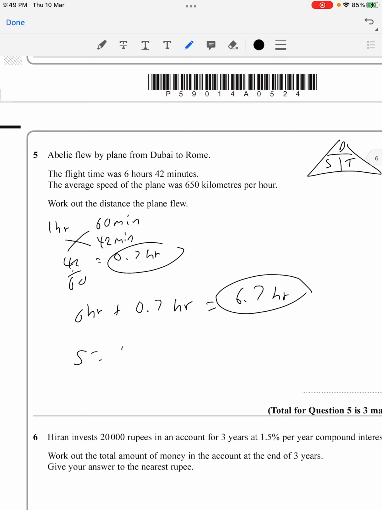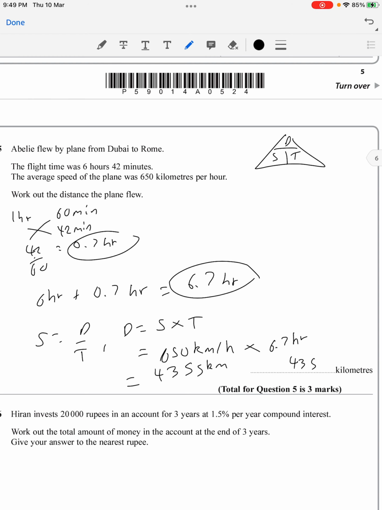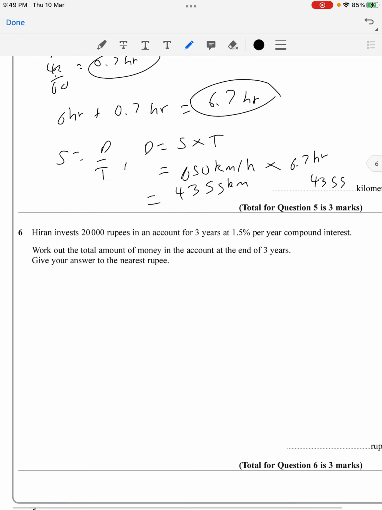So we have calculated the hours that the flight takes. Now we can use the formula to work out the distance. Distance is equal to the speed, 650 kilometers per hour, multiplied by the time, 6.7 hours. So 650 multiplied by 6.7 gives about 4,355 kilometers. That's very important. 4,355 kilometers.